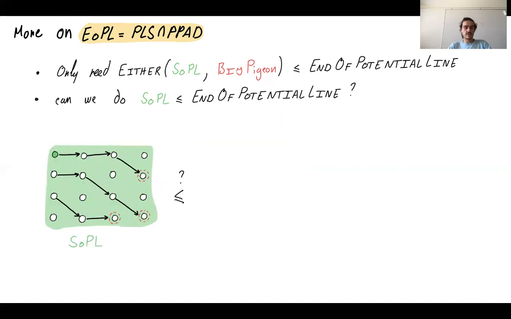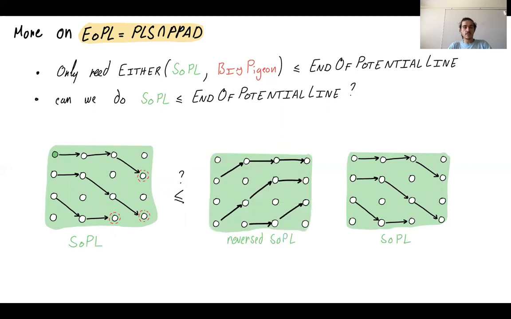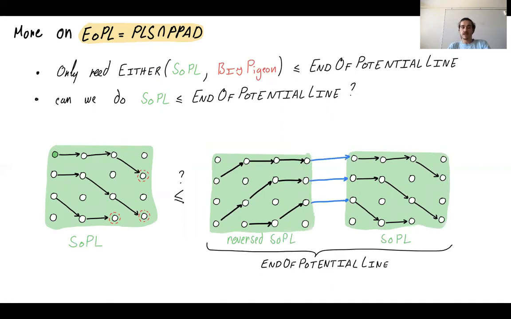So a quick fix would be to do this reduction. You take your original instance and you take a reversed copy where the flow is in the other direction, and now you just link it naturally. And you call this your end of potential line instance, right? Note that the solutions of this end of potential line instance, so all the sinks and all the sources, correspond to sinks in the original SOPL instance. So in some sense, we're good.